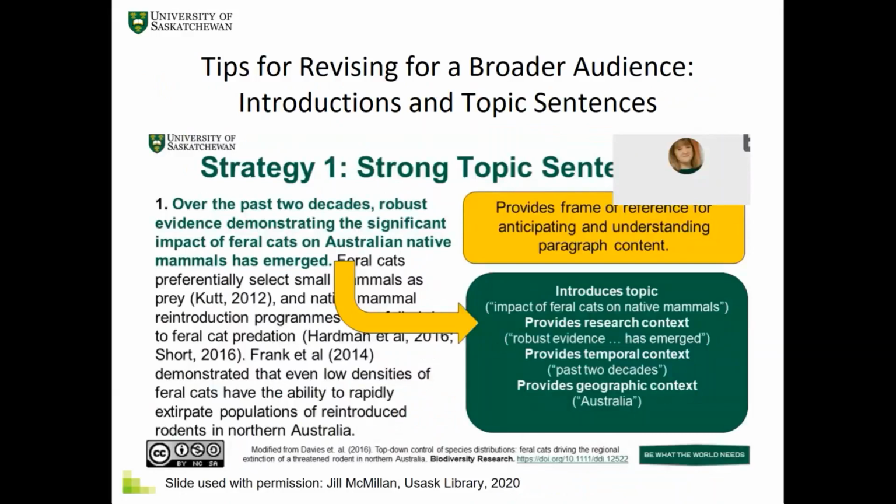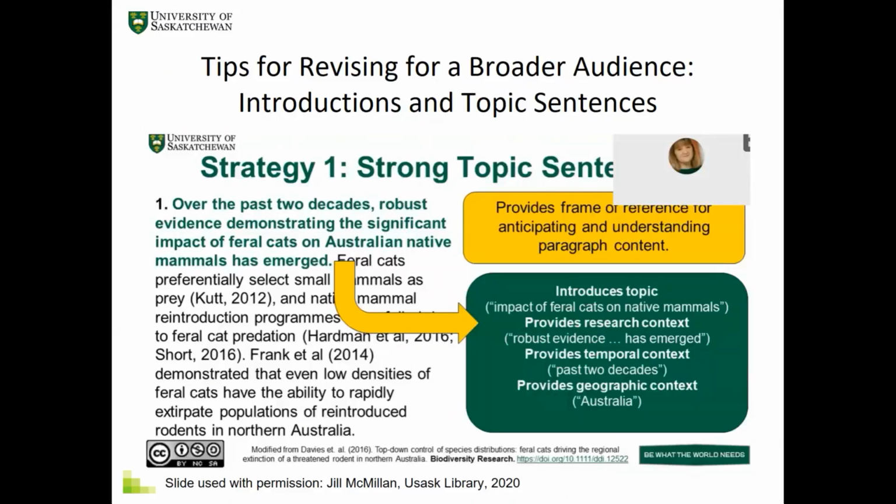I've taken this from my colleague, Jill McMillan. Using a strong topic sentence is one way to give a frame of reference for the reader. She has this in the green bubble on the bottom right-hand side. There's a pattern that you can use of introducing the topic, giving the research context, providing the temporal context, or where it sits in time, and even a geographic context if that's relevant. So these are ways to give basic information that we might overlook, strangely.